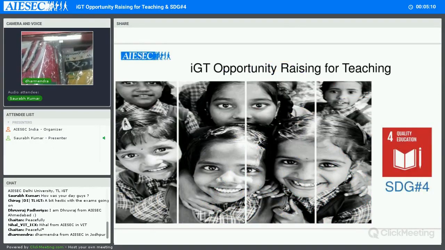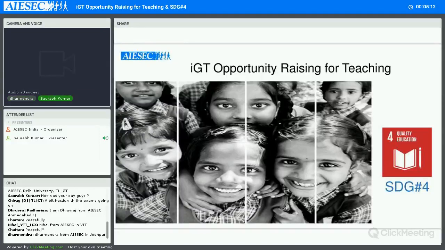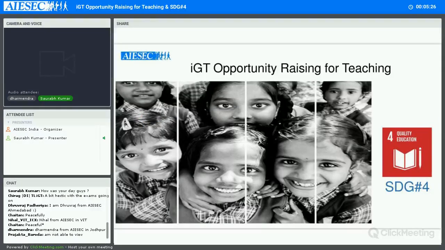Cool. So today we are going to talk about IGT opportunity raising for teaching. What basically is this? It's about how you raise opportunities, or what you actually do with the teaching project, because you all probably know that when NST was released, there was a project called teaching project, and then we tried to standardize it, come up with a project of our own, and create our own brand of teaching. So it's finally up there.